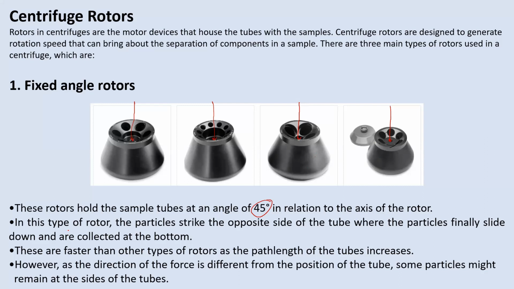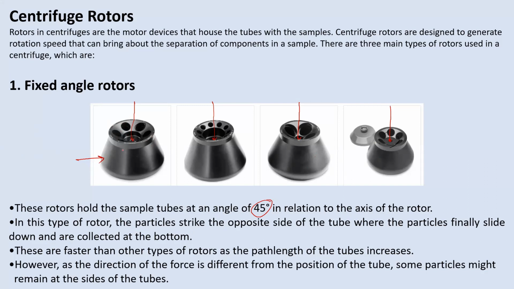Now the particles strike the opposite side of the tube, where the particles finally slide down and are collected at the bottom because it is angular, there is an angle. So now the rotor is going to move at this angle of 45 degrees. The tubes are not going to move because this is a solid rotor. Once you fix the tube inside, the tubes will not move, but your content is going to spin.